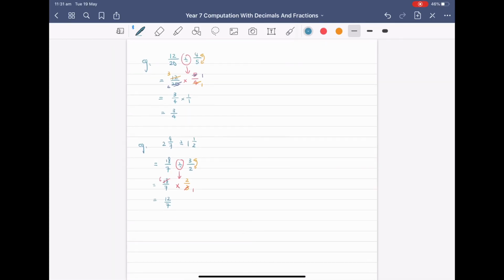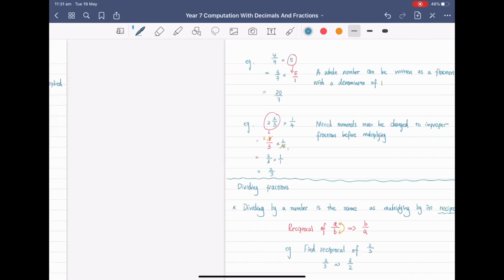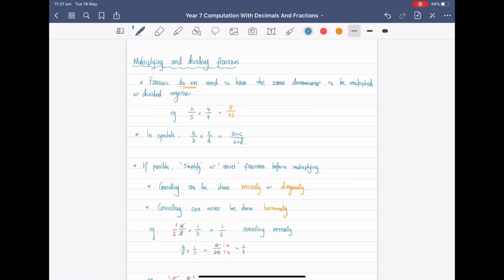I hope you enjoyed the lesson. Just remember, multiplying and dividing fractions have almost the same idea. For dividing fractions, you need to make sure you change the division sign to a multiplication sign before you multiply. And also make sure that you simplify the fractions before you multiply them together. It's easier for you to do the calculation.